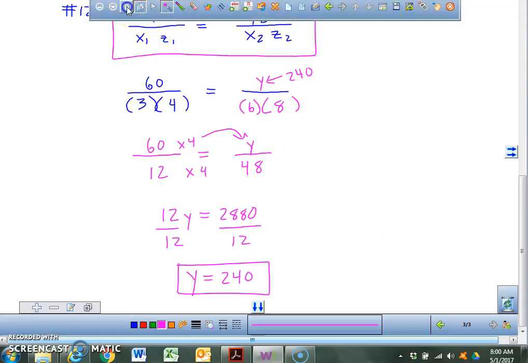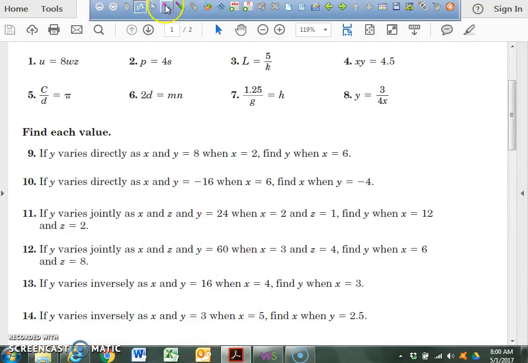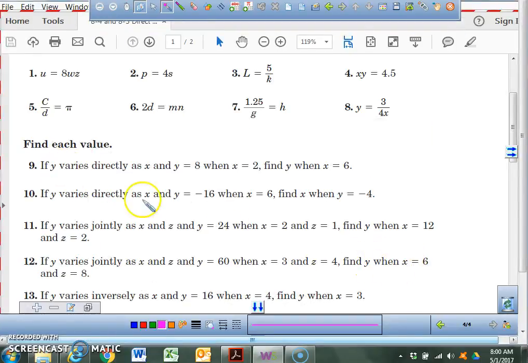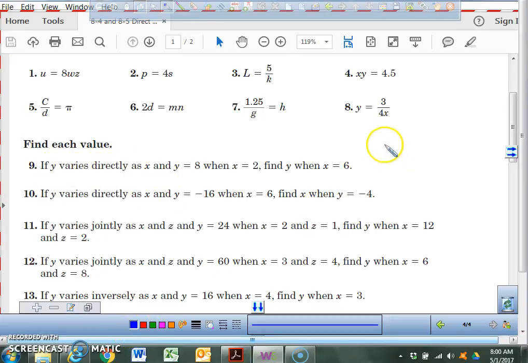So that's a joint variation problem. Let's look at direct. Let's look at number 9. We're going out of order here. I know, we're crazy. So right now, number 9, it says y varies directly as x. So I'm going to do y1 over x1 equals y2 over x2. So it says y is 8 when x is 2. Find y when x is 6.